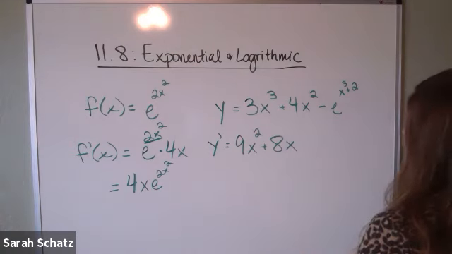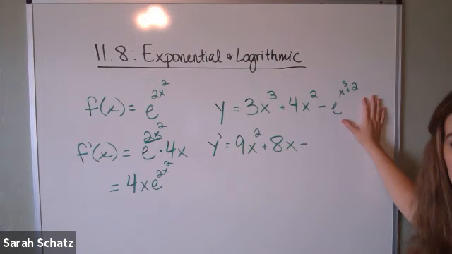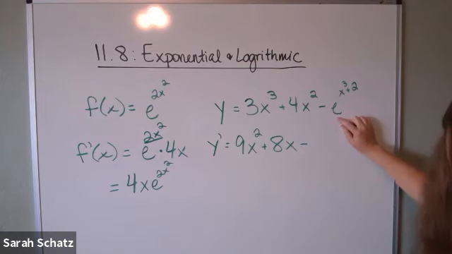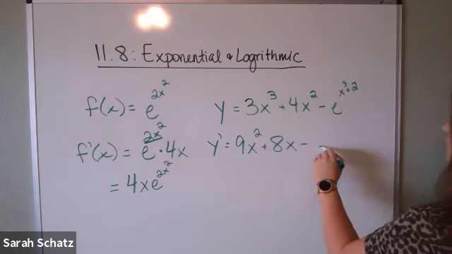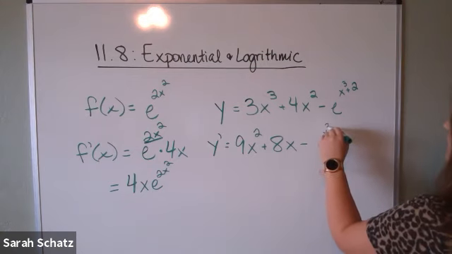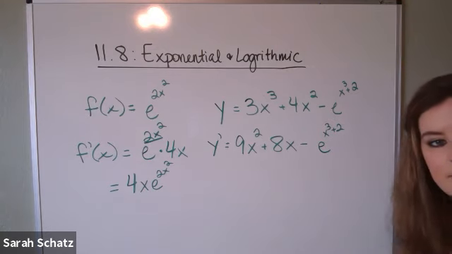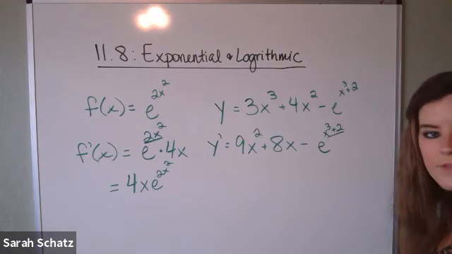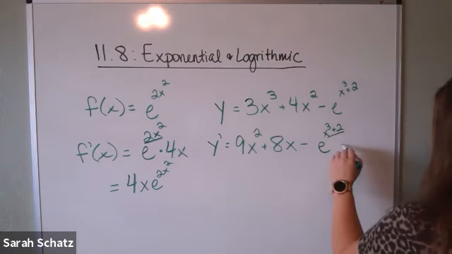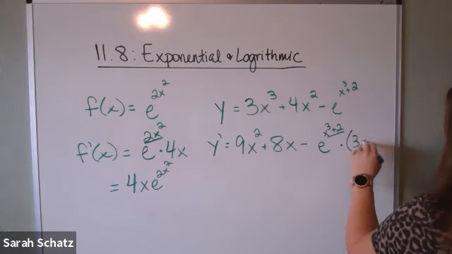So we get 9x squared plus 8x minus, and then we deal with our e term. So first step, it's exponential. Bring it down exactly as is: e to the x cubed plus 2. What's my second step? Take the derivative of this exponent. The derivative of x cubed plus 2, well, that's just 3x squared.